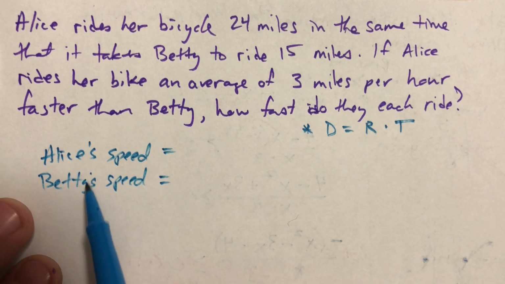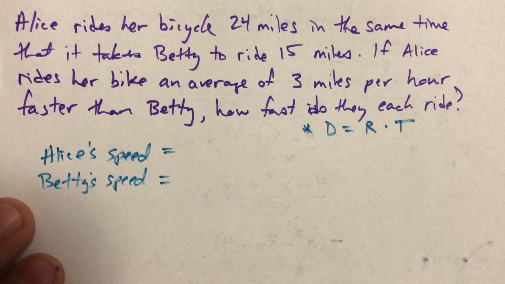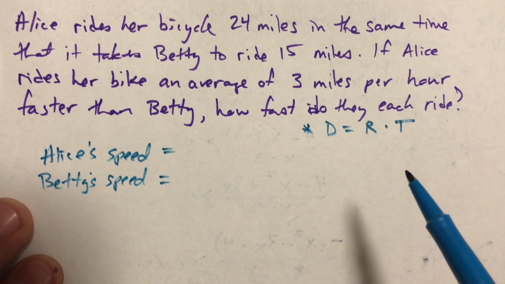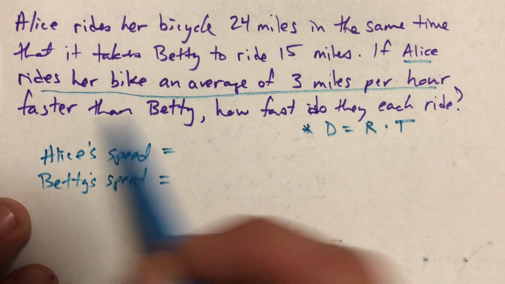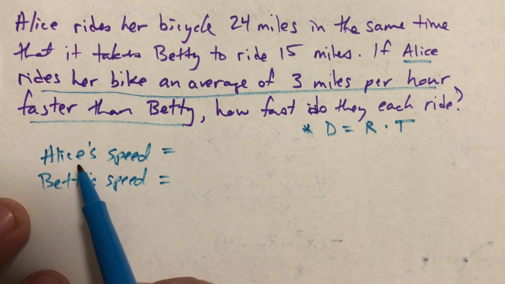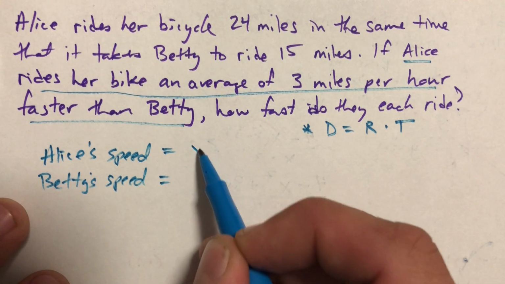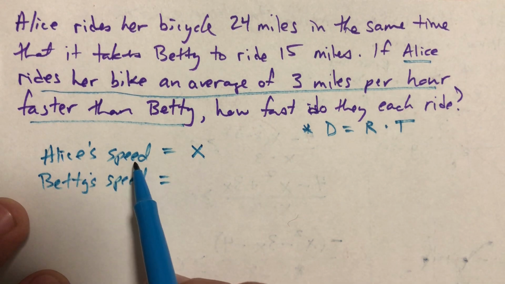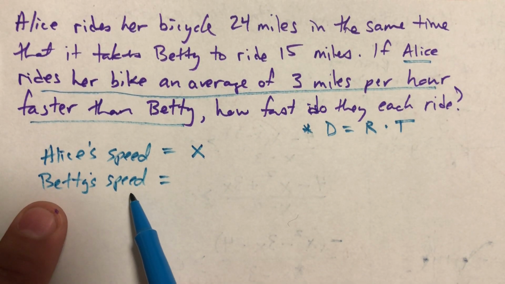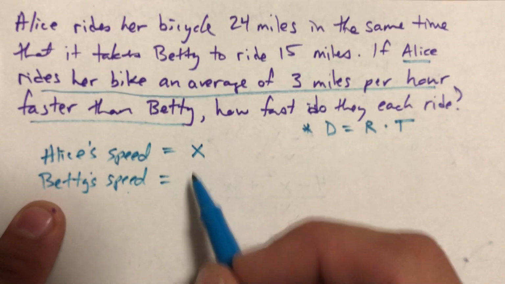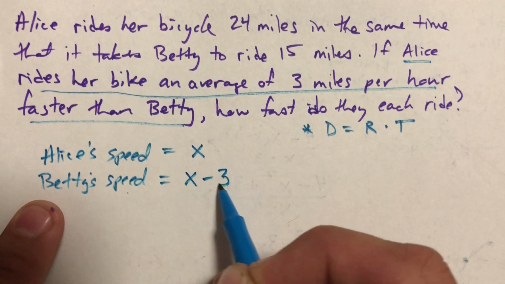So we want to choose one of these to be X, and we want to use one variable if possible. And we can see that Alice rides her bike an average of 3 miles per hour faster than Betty. So if we say that Alice's speed is X, she's faster than Betty by 3 miles per hour. So Betty's speed is going to be 3 miles per hour slower. So X minus 3 is going to be Betty's speed.